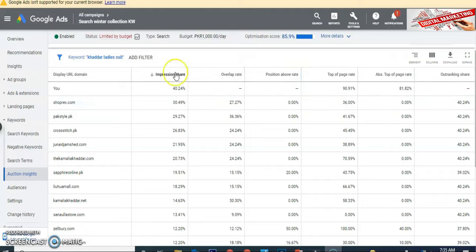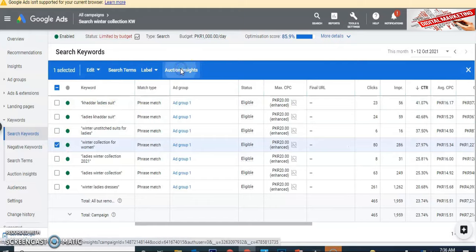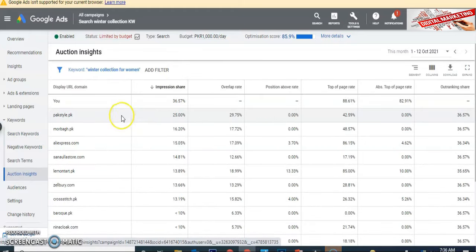The important factors from all these key variables are impression share, top of page rate and absolute top of page rate. Now I will go to the other keywords and we'll see how my keywords are performing as compared to the competitor ad. Ladies Khaddar suit, or this time I will select winter collection for women. I will click on this, go to the auction insights, and review the insights for this specific keyword as compared to my competitor. Based on this, I will optimize my ad as well.